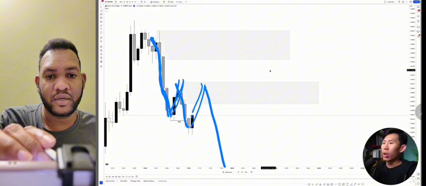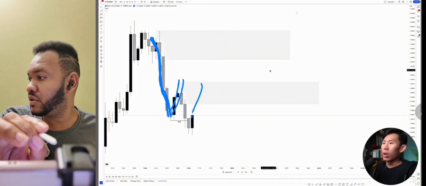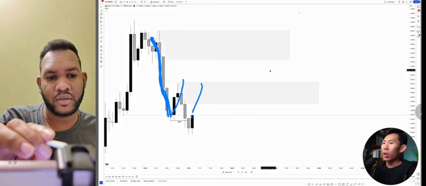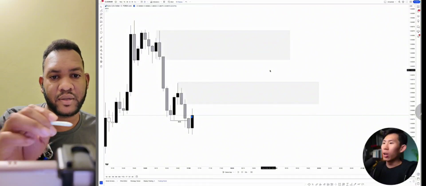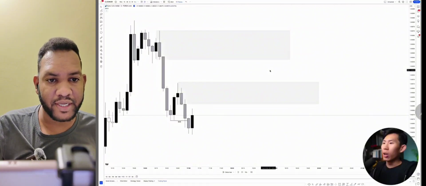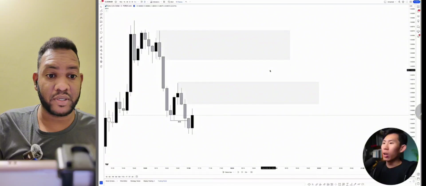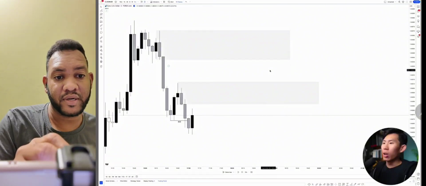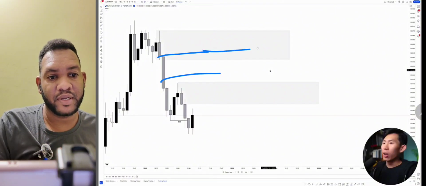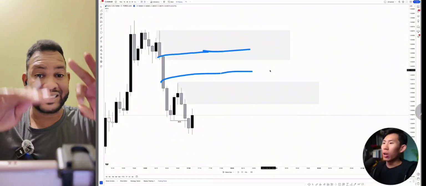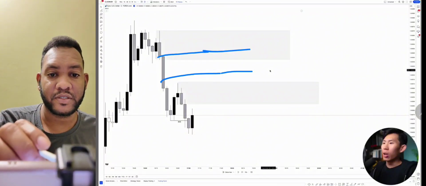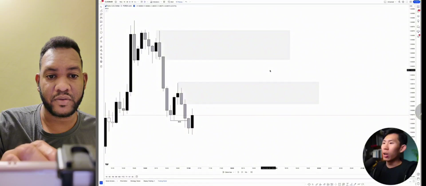We understand that. But in another case, price would possibly go to this area, because there is a fair value gap in that zone. So that's two scenarios that we can look at, right? So let's continue with the video.